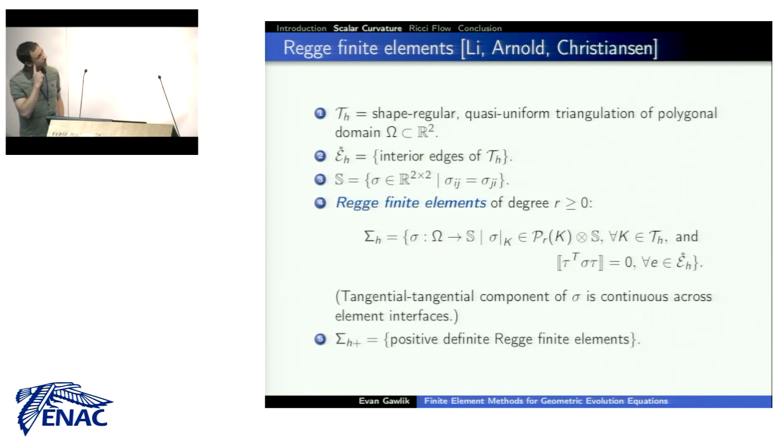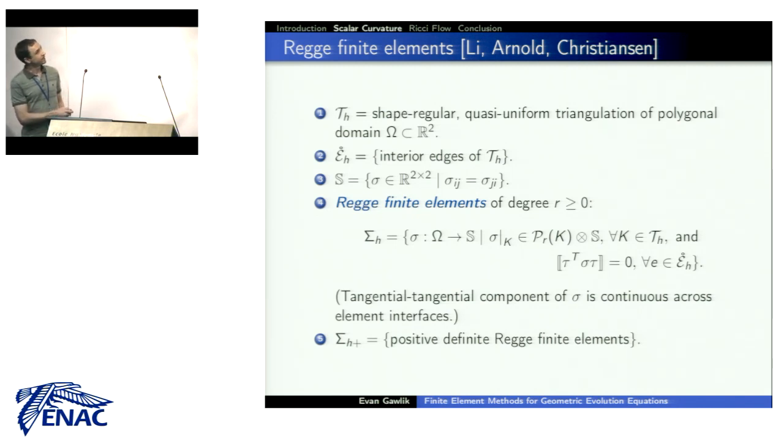And what are these Regge finite elements? They are piecewise polynomial tensors on a triangulation, which have continuous tangential components across each edge. So here's the setup. I have a triangulation TH. I'll assume that this triangulation is just a triangulation of a polygonal domain in R2. You can generalize this, but for the talk, I'll just work on a polygonal domain in R2. I'll use EH0 to denote the set of interior edges of this triangulation. S is the set of symmetric 2x2 tensors.